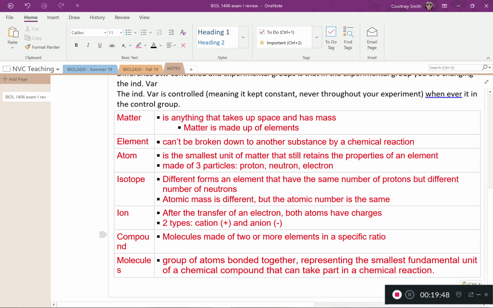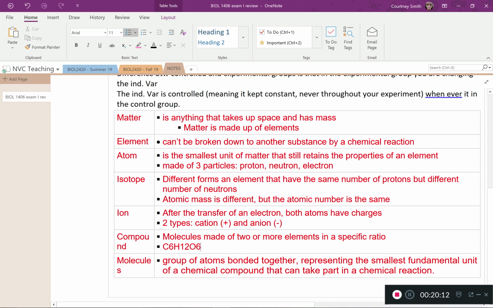A compound is a molecule that is made up of two or more elements in a specific ratio, such as sugar. So sugar is C6H12O6. So this is in a specific ratio, and it will never happen outside of this ratio within a compound.